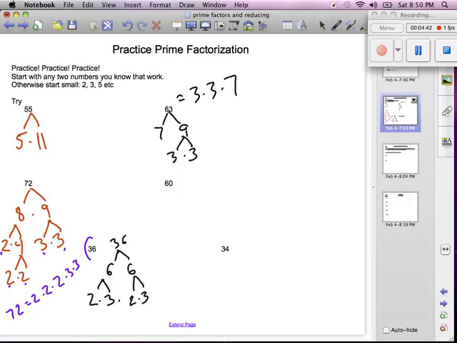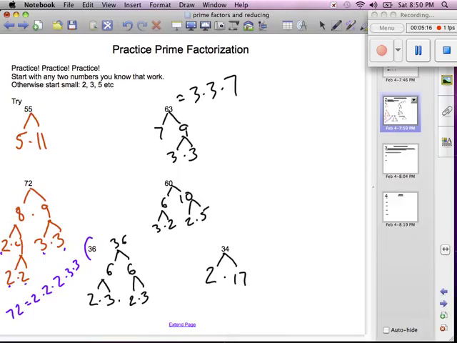How about 60? Well, 6 and 10 is easy. Let's start there. I like to do the easy ones first. 2 times 3 is 6. And 2 times 5 is 10. 34, I don't know what times what equals 34, but I know that it's even, so I'm going to start with 2. And what do you know? 2 times 17 equals 34. Those are both prime, so we're done.